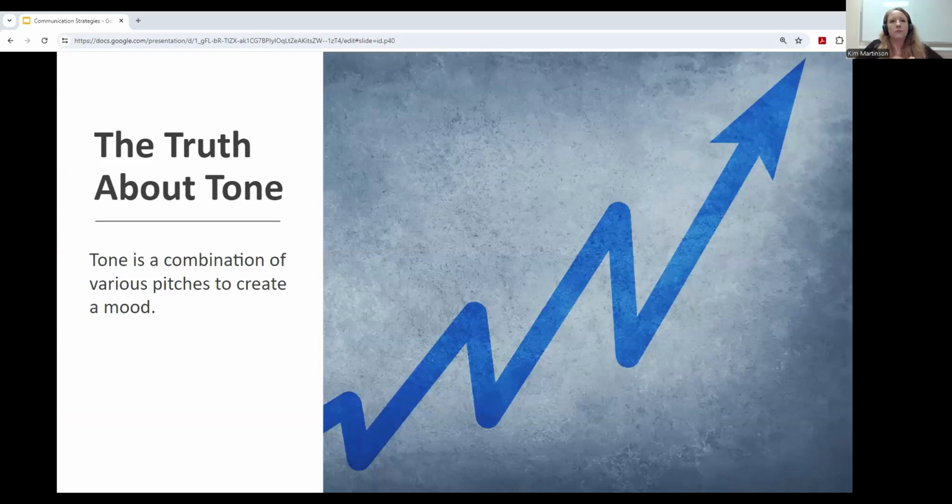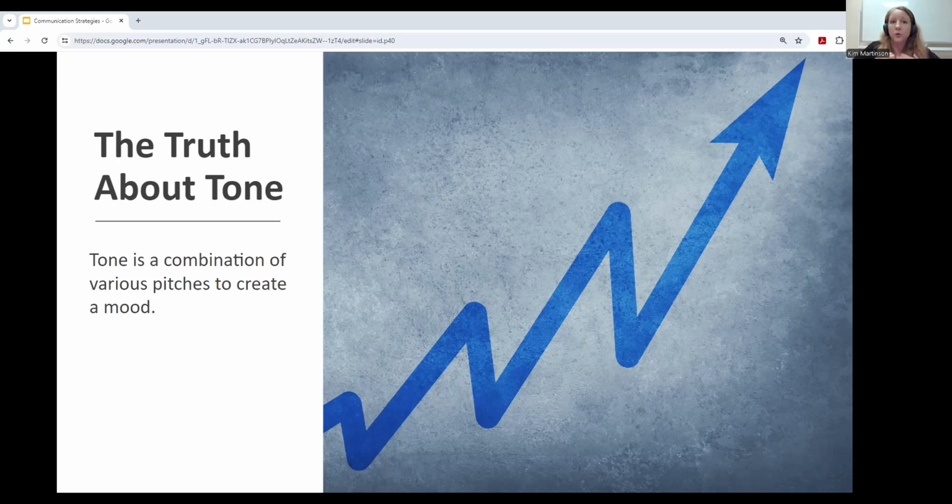And then the truth about tone. Did your mother, or your father, or grandparents say, don't use that tone with me? They were referring to the combination of various pitches to create a mood. Speed, which we will discuss in the next module, can also have an effect on your tone. So here are some tips on creating a positive yet authoritative tone.